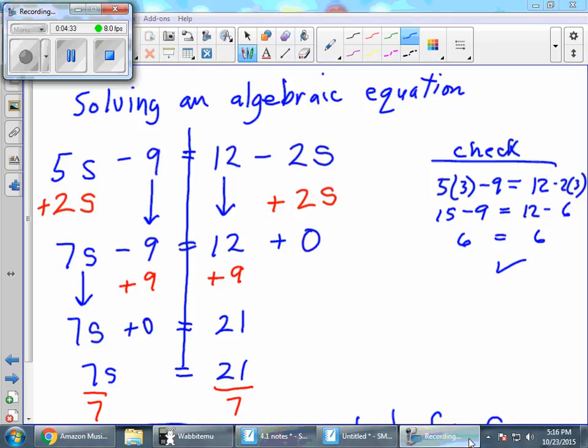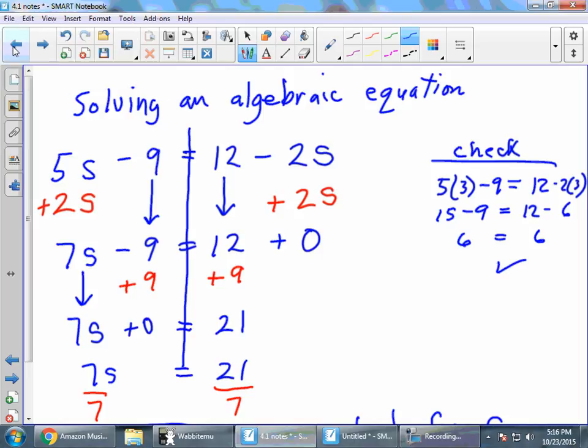All right, let's see how we're doing on time. Okay, we're at 4 minutes 34, not bad. I'm going to try to keep this as short as possible.